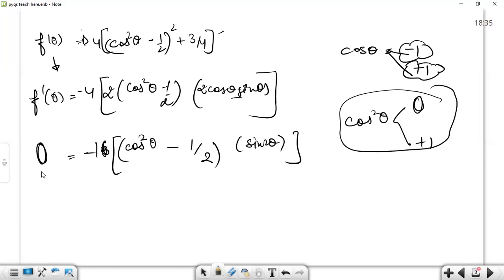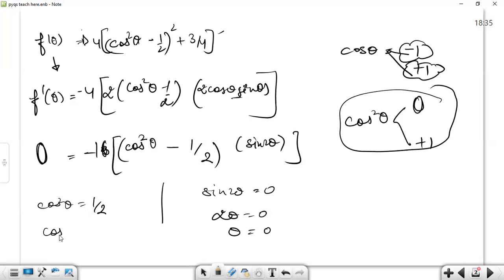So now let's equate it to 0 to find the critical values. Cos square theta is half over sine 2 theta should be 0. So 2 theta should be 0, then theta can be 0. Here, what is the case? For cos square theta to be half, cos theta can be plus minus 1 by root 2, and theta can be 45 degrees or 135 degrees. So let's check 45 degrees, and 135, or 0 degrees.